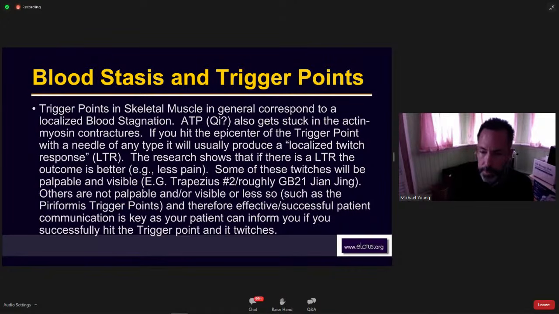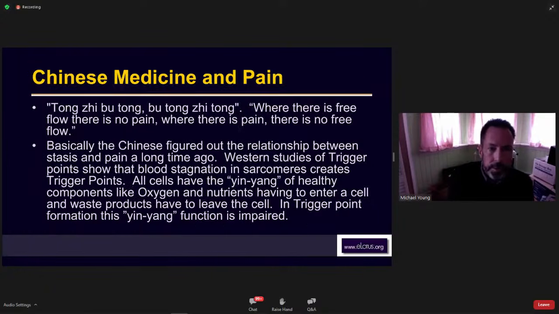And therefore, effective, successful patient communication is key, as your patient can inform you if you successfully hit the trigger point and it twitches. So communication is really important, and there are several reasons I'll go over. In Chinese medicine, the saying you've heard, I'm sure, Tong zhi bu tong, bu tong zhi tong: where there's free flow, there's no pain. Where there's pain, there's no free flow. Pretty simple concept, but profound.